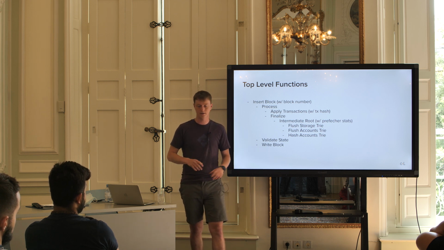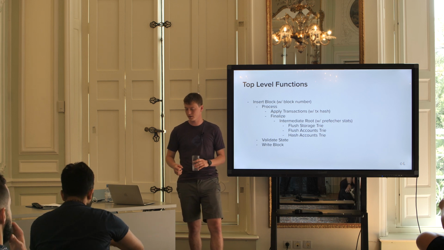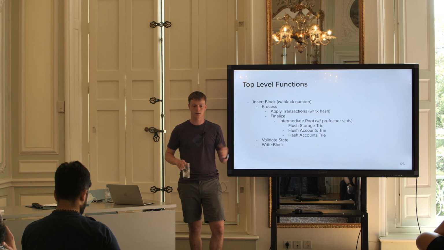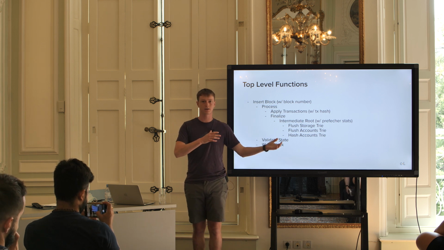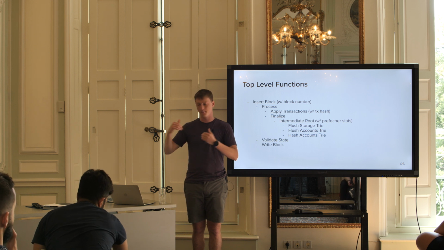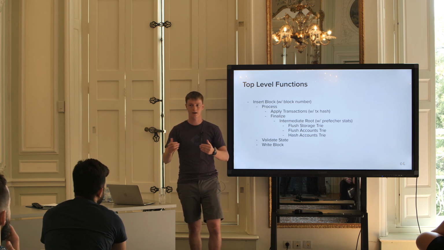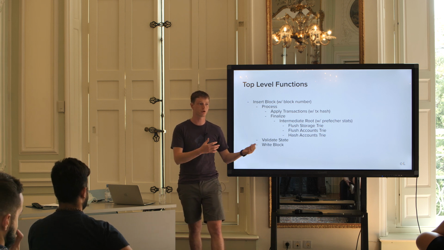Then you finalize it, which does the intermediate root step, which has to apply all of the changes to the trie. While you're applying the transaction, you're still in EVM execution land, which means you're working with the snapshots. But then once you get to the end of the block and finalize it, you need to be able to show people what the storage root is.